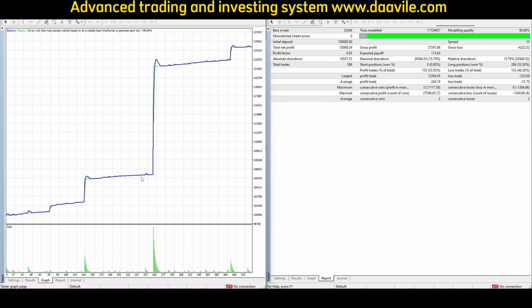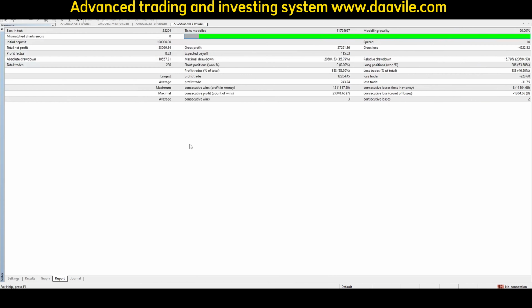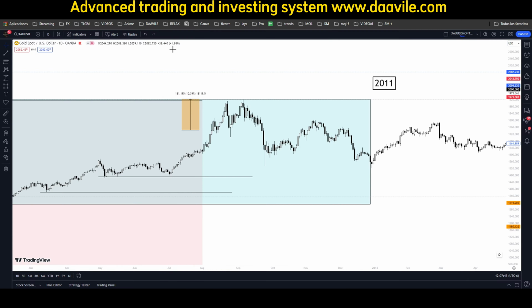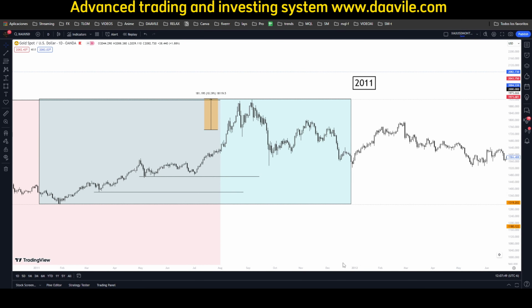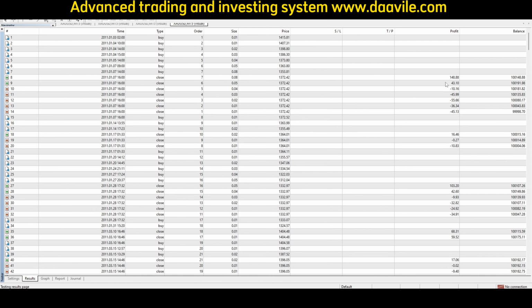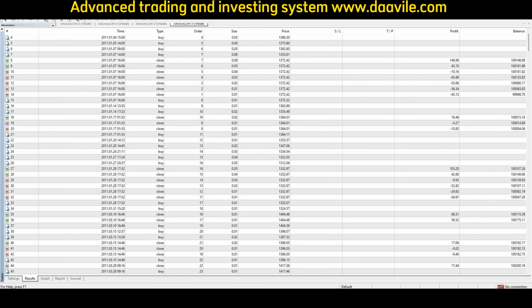I'll test both for the whole range. I just need to do it in a separate model. But let's analyze this one. Getting 20k max drawdown in this range, that we know is a very big trend, so that's amazing. Let's check the initial trades. We open some lots, some big lots.